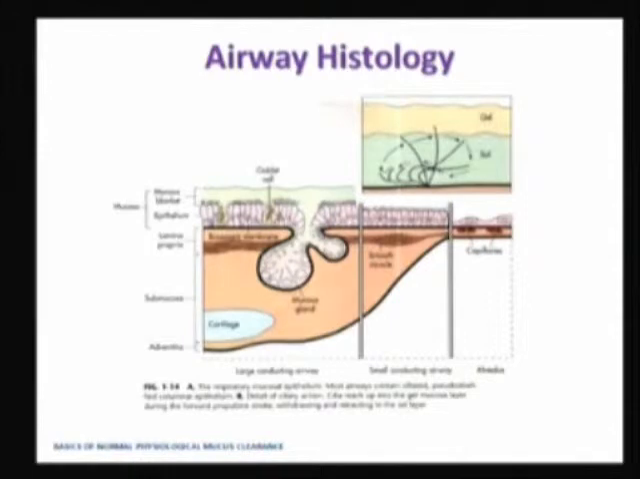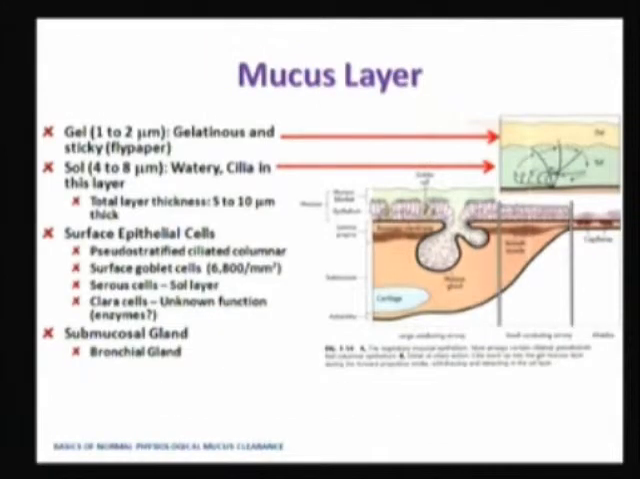I will start with the airway histology. From the histological point of view, we can notice that the mucociliary escalator that helps the clearance of secretions is mainly present in large conducting airways and small conducting airways. But in the alveoli, we don't have cilia. The mucus layer, usually the gel, is 1 to 2 micrometers. The sol is 4 to 8 micrometers.